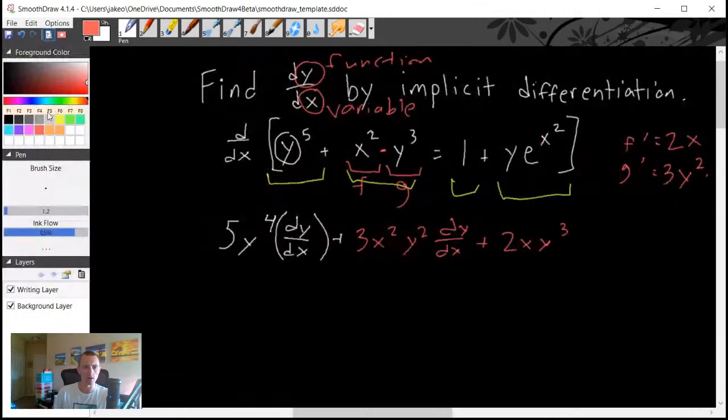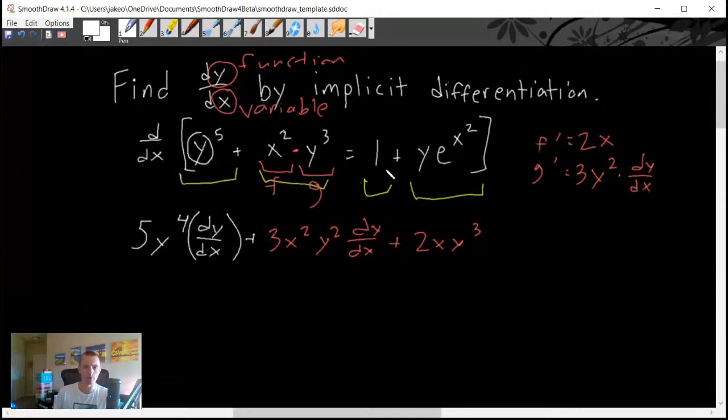Okay. And then on the other side of our equation, we have a constant. So we have equals. The derivative of a constant is always 0, so that's just going to be 0.